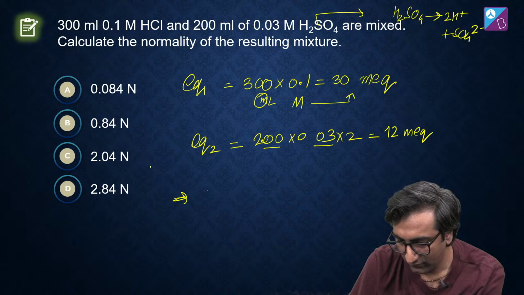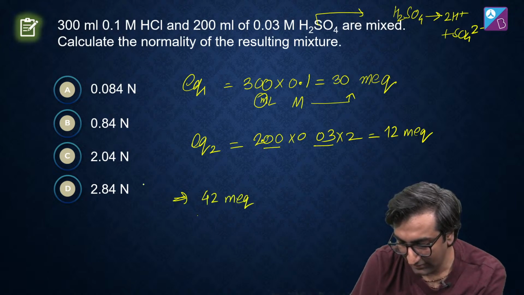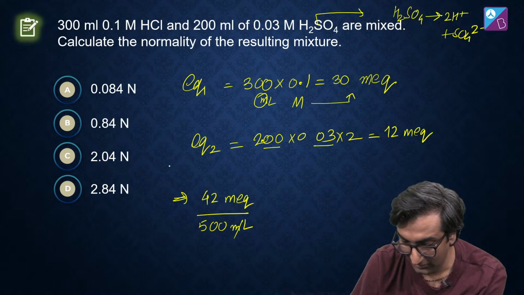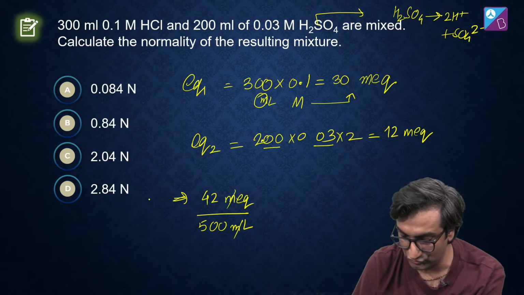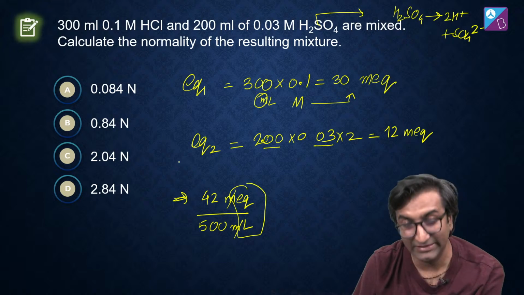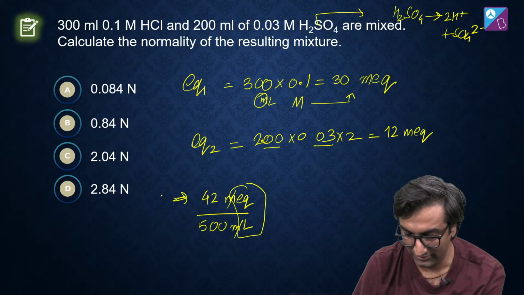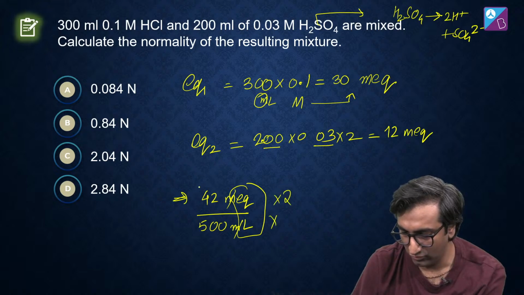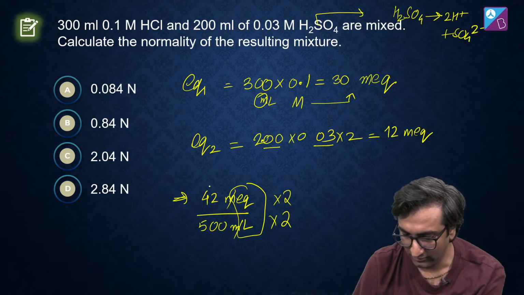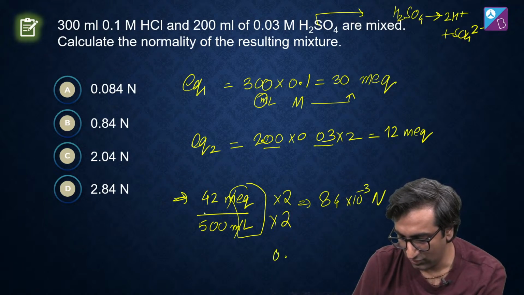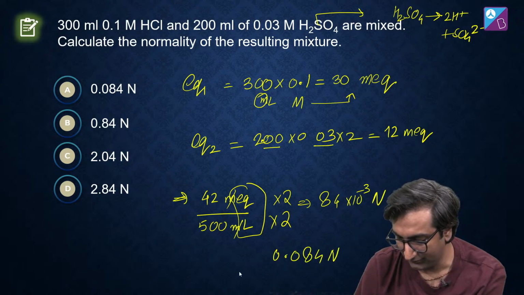So now I have a total of 42 milliequivalents in 500 ml of water. Milli gets cancelled, as my teacher used to say. And now you have stuff in terms of equivalents per liter, which is the final value itself. I will multiply this with 2 into 2, right? So I get 84 divided by 1000, or let's just write it as 84 into 10 power minus 3 normality. That's the normality, 0.084, which is the answer for the first one.